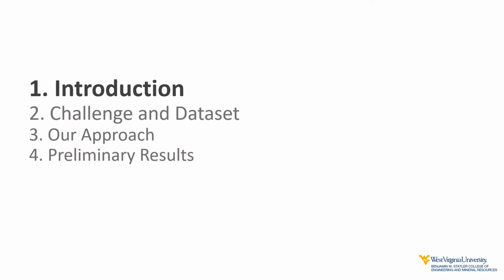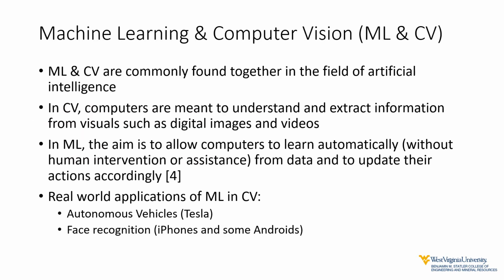So let's begin with some introduction. This is a computer vision problem, and for that we are using machine learning. These are just applications of artificial intelligence. In computer vision, computers learn, understand, and extract information from images and videos. And in machine learning, computers learn automatically without human assistance. For real world applications, there are autonomous vehicles, and there are also face recognition algorithms in our phones.